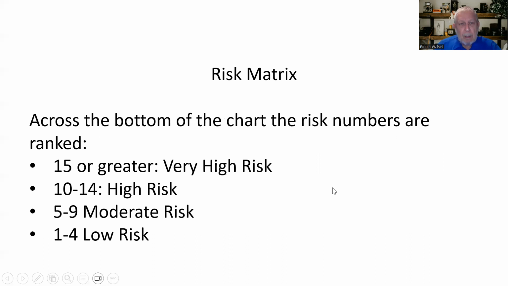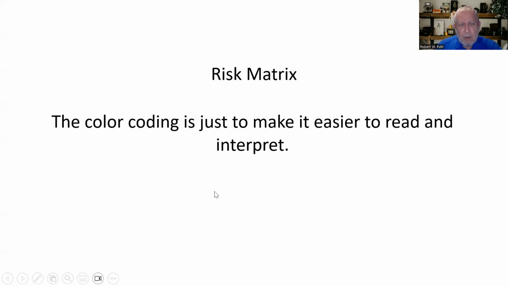Pretty simple. Across the bottom of the chart, the risk numbers are ranked too. That's there so you know what they are, and that's what the color coding is based on. 15 or higher is very high risk. 10 to 14 is high risk. 5 to 9 is moderate risk. And 1 to 4 is low risk. That's just when you multiply those 2 factors and you get one of these risk numbers. Which group it falls in depends on the risk. The color coding is just to make it easier to read and interpret.